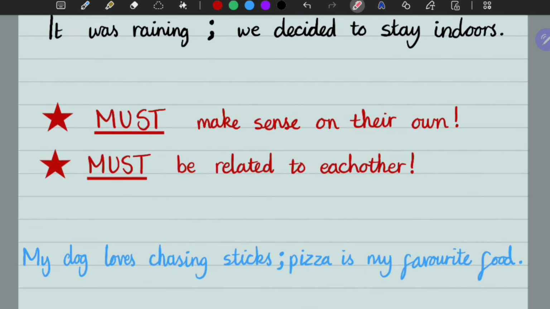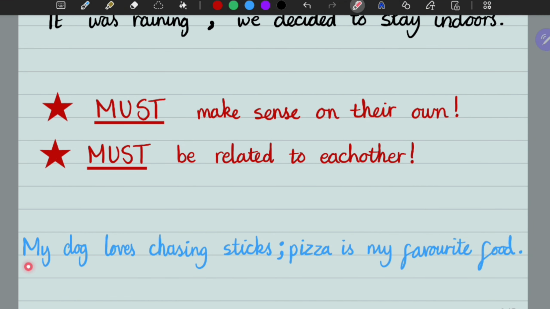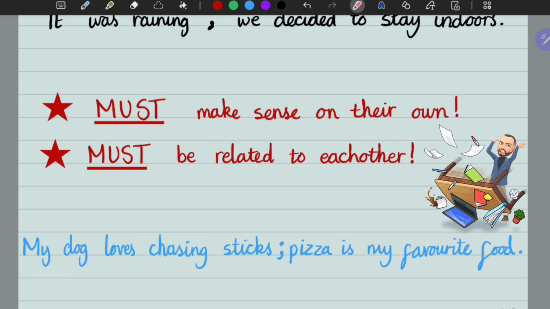Now, let's try looking at this one together here. My dog loves chasing sticks. Pizza is my favorite food. Both of them make sense on their own. My dog loves chasing sticks. Pizza is my favorite food. They both make sense on their own, but they are not related to each other. They have nothing to do with each other. They are completely separate things.